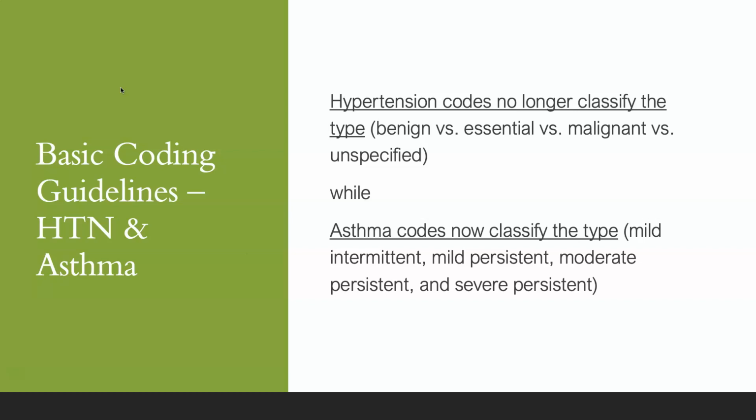So with asthma, if you have a child or an adult come in with asthma, you need your provider to clarify what type of asthma they have. Is it mild and intermittent? Is it mild persistent, moderate persistent, or severe persistent? So just be aware of that as you're coming in. You will always know it this way because this is the way you're being trained.